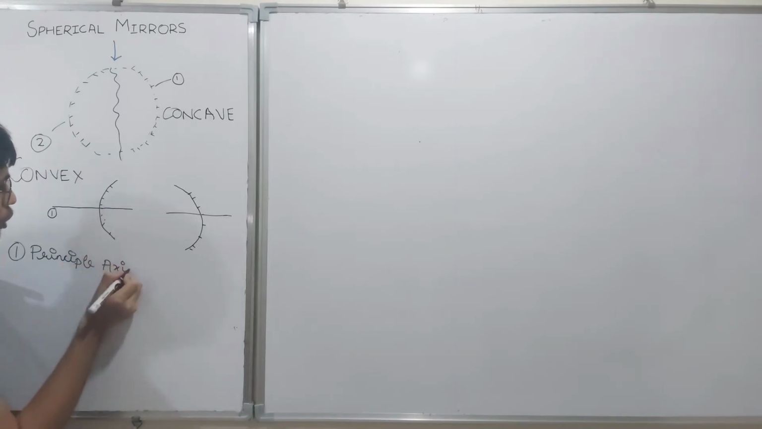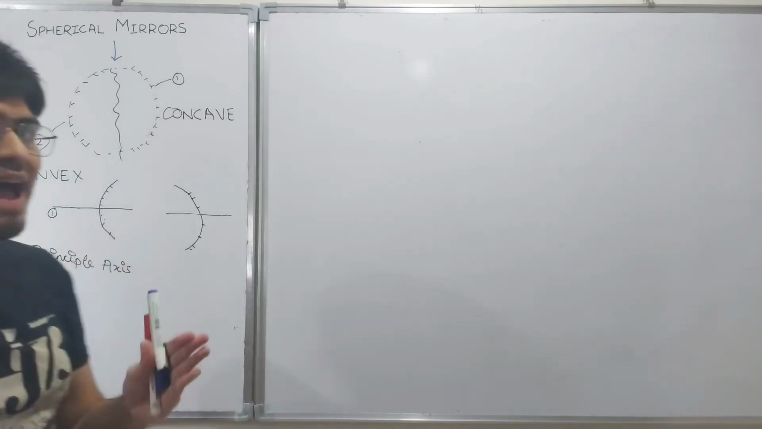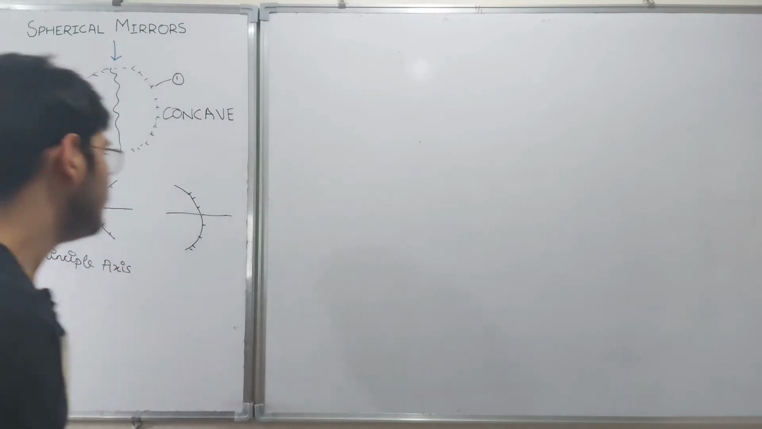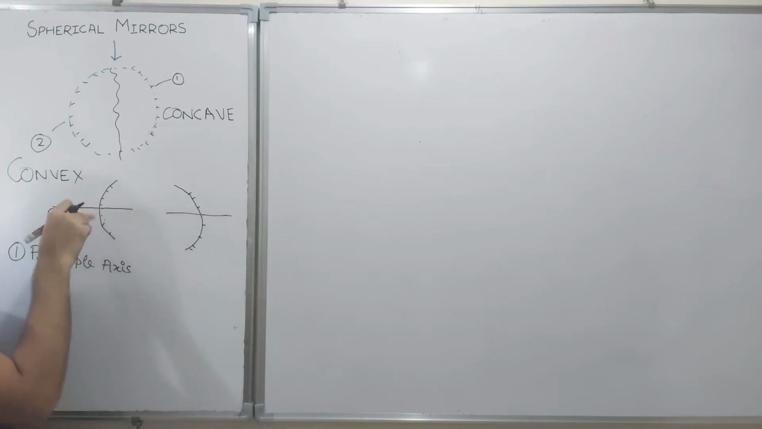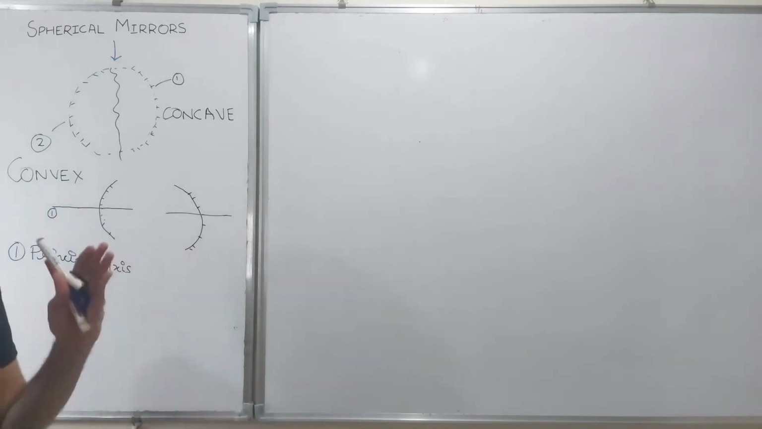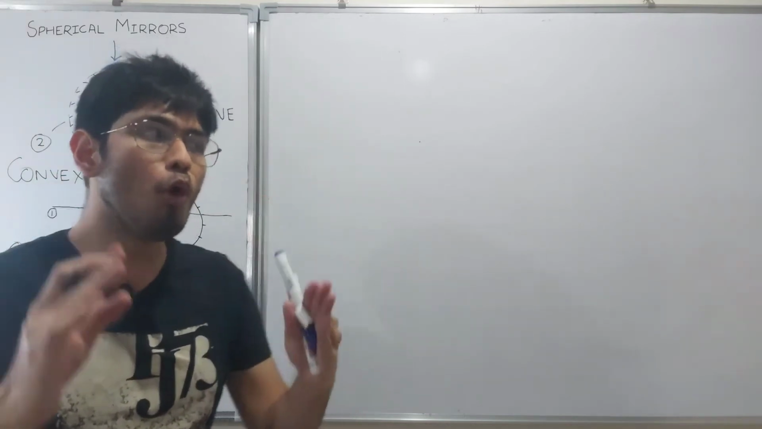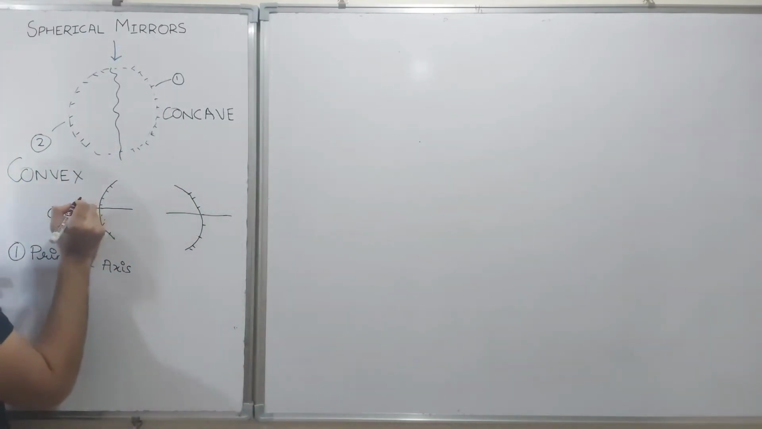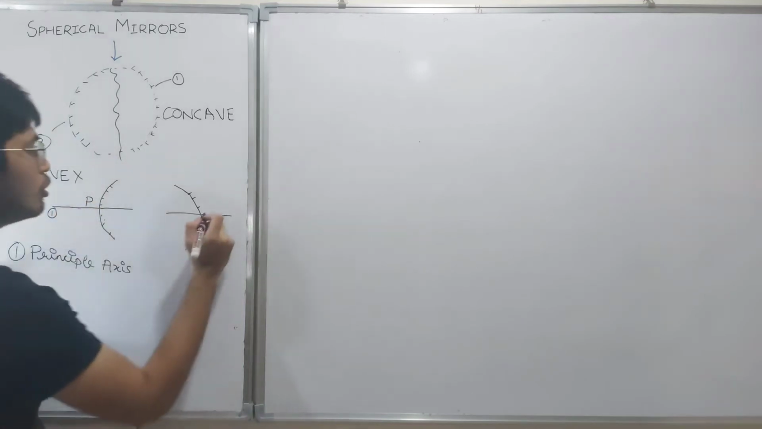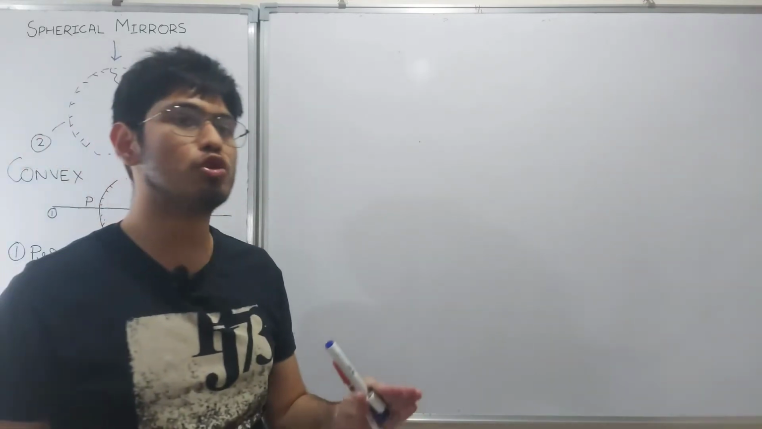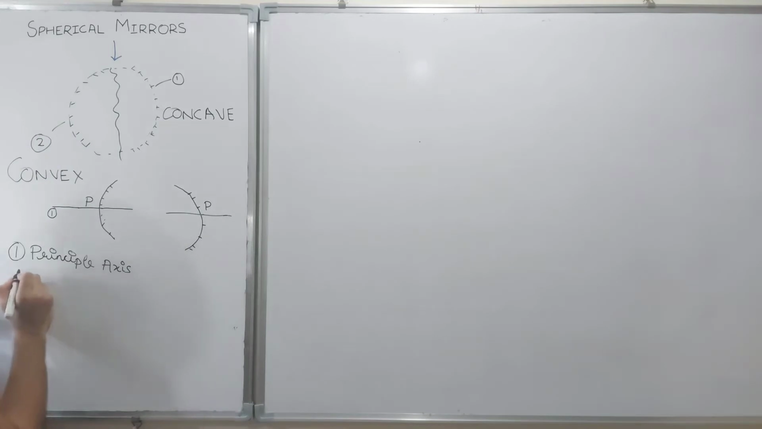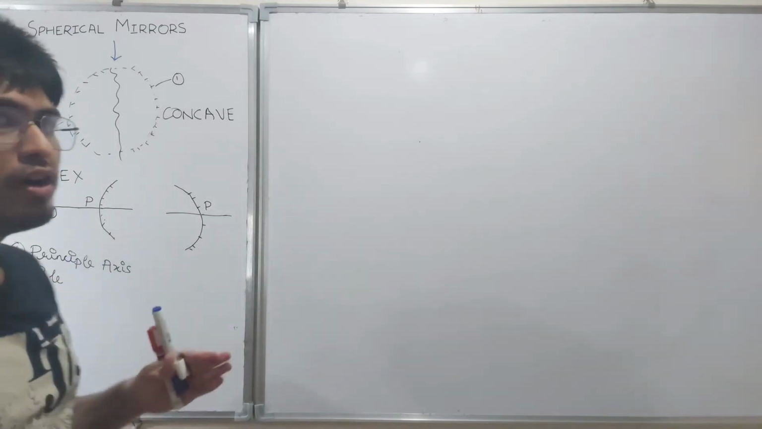Now, there is a point in both mirrors where the line intersects the mirror. This principal axis intersects the mirror at this particular point, and this point is known as the pole of the mirror in both cases. I am representing this pole by capital P. So the second thing we saw is the pole of the mirror.